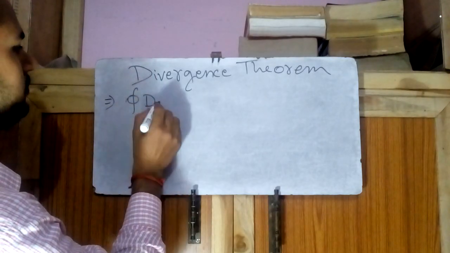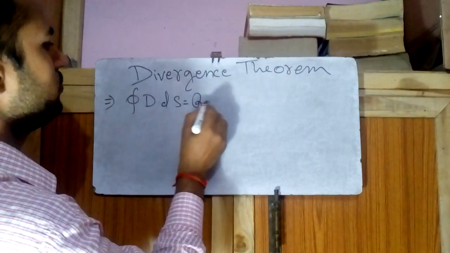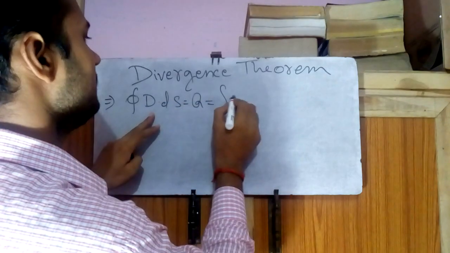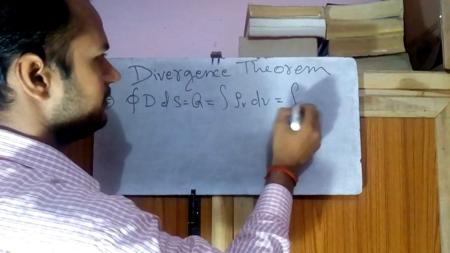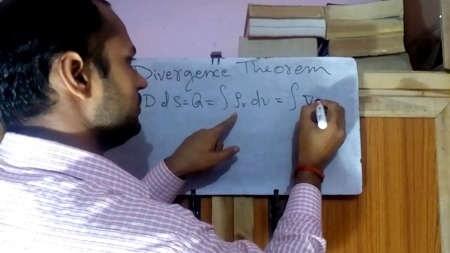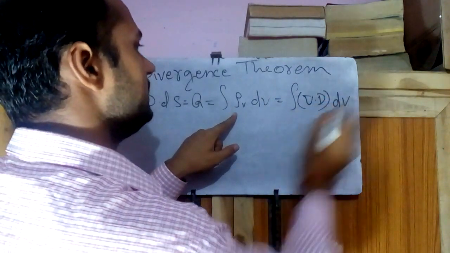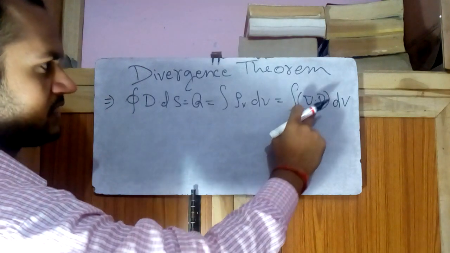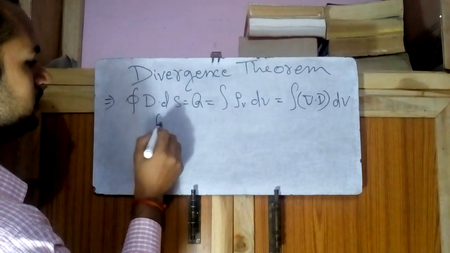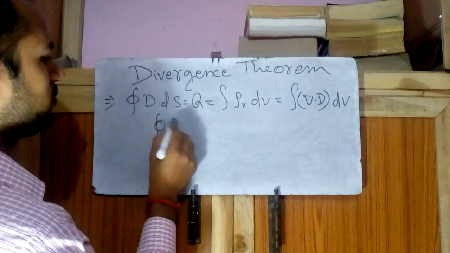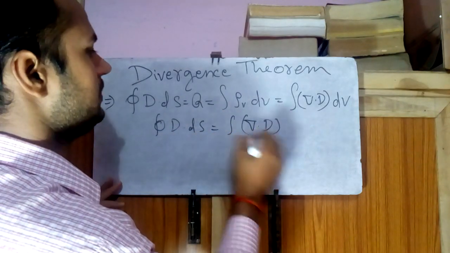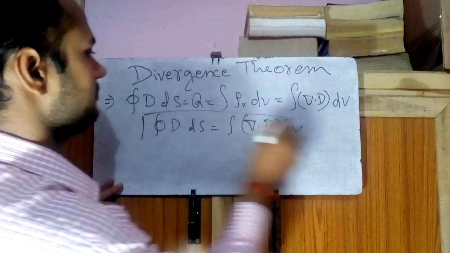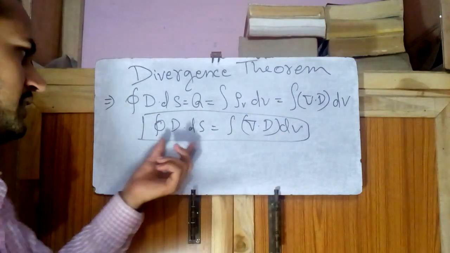Closed integration of D dot dS is equal to Q from Gauss law, and that charge we can find out from volume charge density, rho v dv, and that is equal to del dot D. We have studied that the source strength of the charge is del dot D, that is rho v. So from starting point to ending point, that is del dot D dv. So it is a divergence theorem.